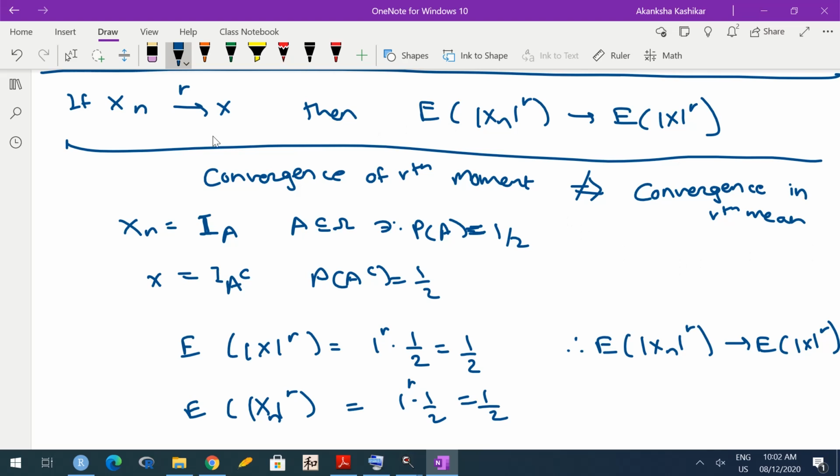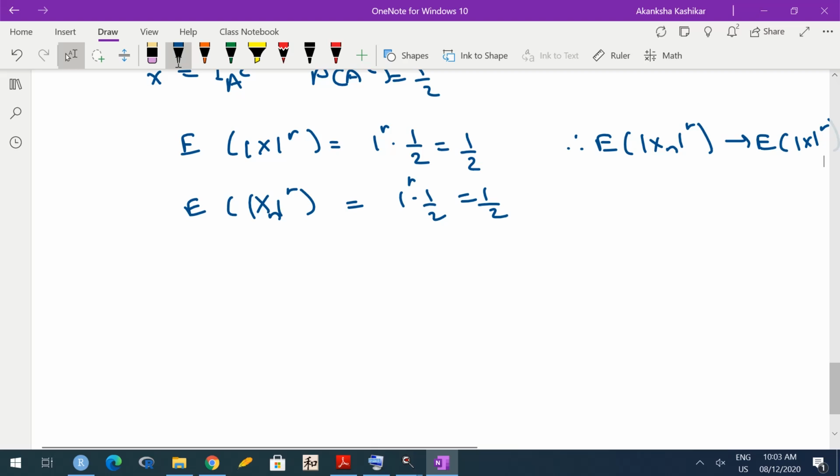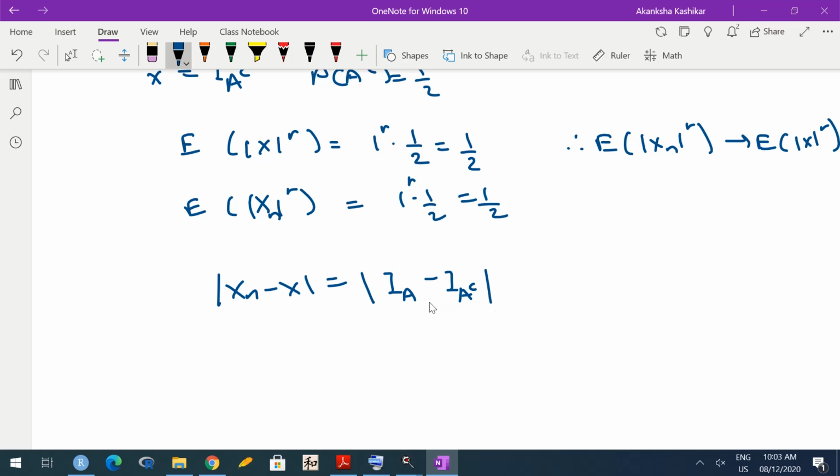However, now if I try to compute the expectation of mod of Xn minus X raised to r, then what do we get? So for mod of Xn minus X, we know that Xn is an indicator function of A and X is an indicator function of A complement. As a result, they will never be equal. The difference will be either plus 1 or minus 1. So this will always be 1, right? In modulus, this will always be 1. So the expectation of mod Xn minus X raised to r will always be 1, and hence it cannot go to 0.